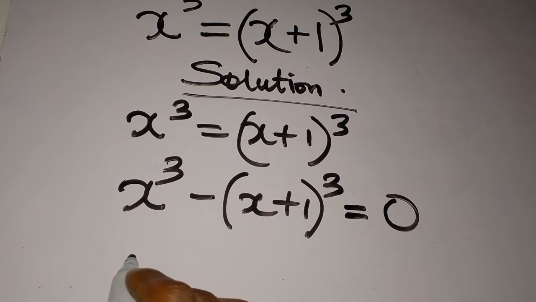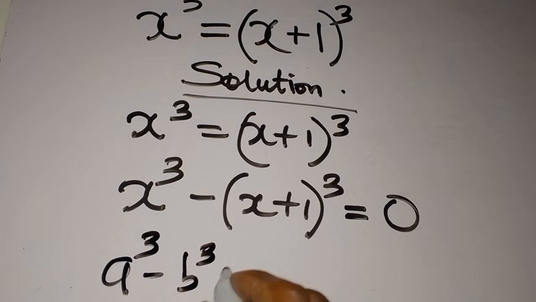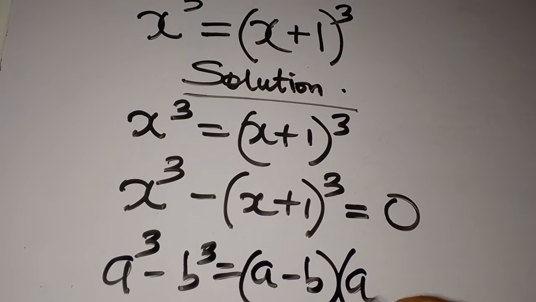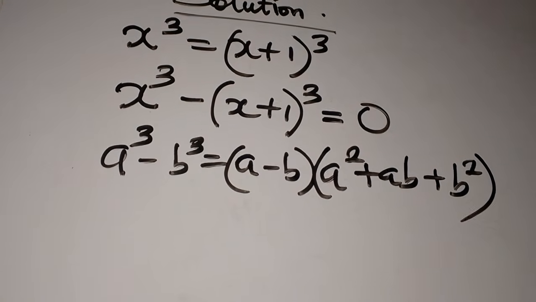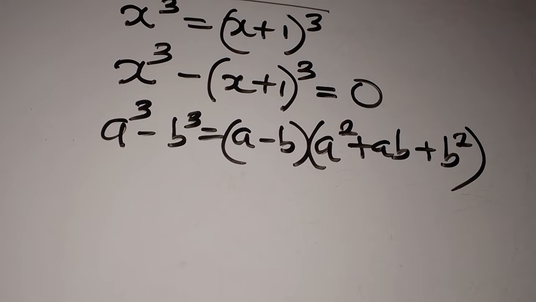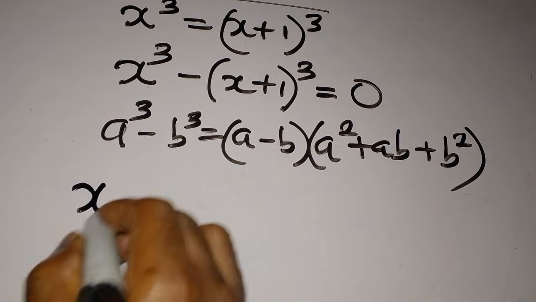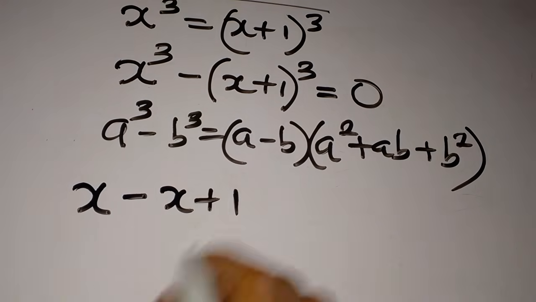So we should rather apply the difference of two cubes method, because we know that a cube minus b cube is equal to (a minus b) into (a squared plus ab plus b squared). So this is what we have, and using this, our a is x and our b is x plus 1. So let's put it in. A is x, then minus b is x plus 1.